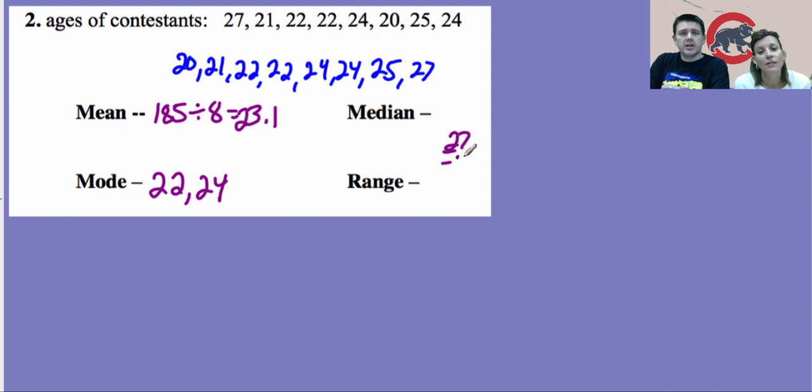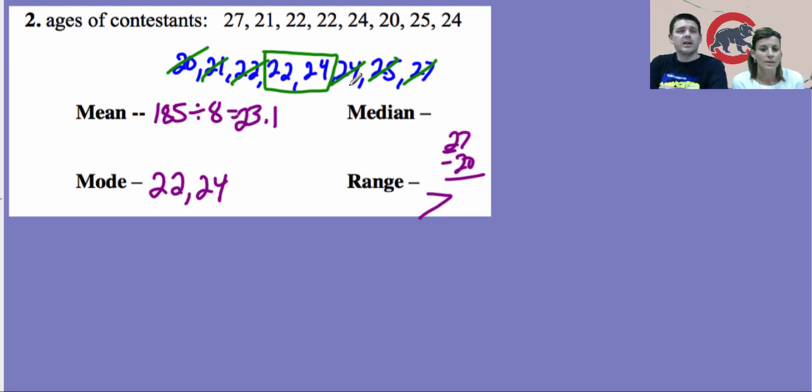In this case, 27 minus 20, my high minus my low, gives me a range of 7. Close data. And this is where we need to do a little bit of work. For our median, again, cross them out from both sides. If you're going to take one from the left, you have to take one from the right. In this case, you're going to notice there's 2 left in the middle. Don't cross out the 22 and then be left with this. If you can't take one from both ends, you can't keep going.